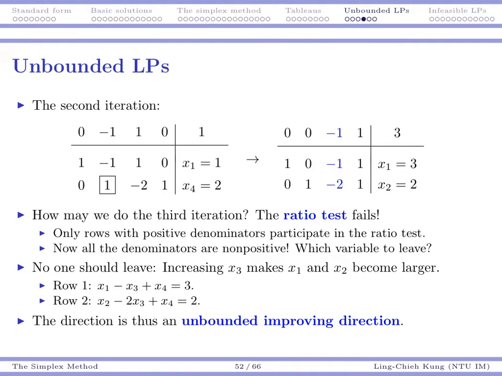So if we enter x3, we are improving, because of this number, and there's nowhere to stop. So we have an unbounded improving direction. As long as you run your simplex method and see that there is any column in any iteration satisfying this condition, then you're done. Your LP is unbounded.